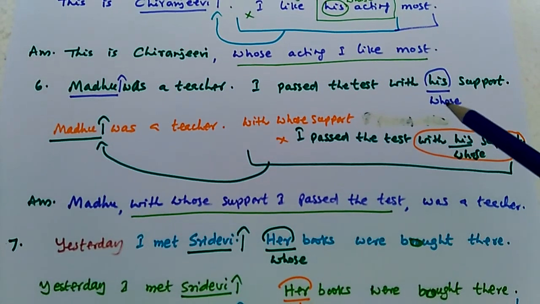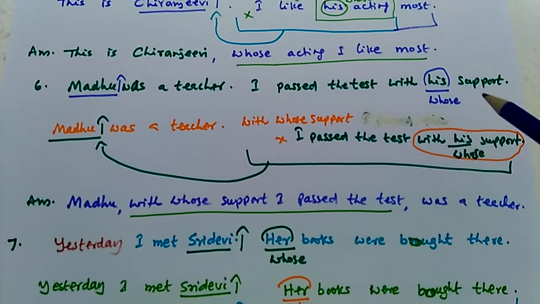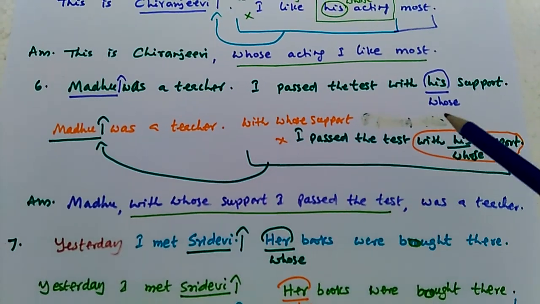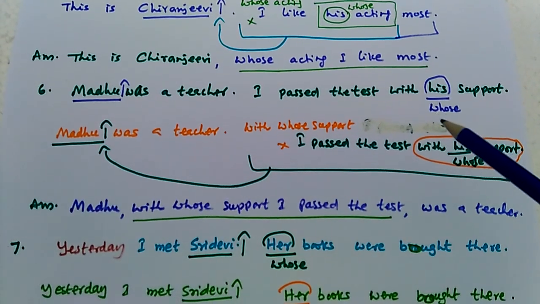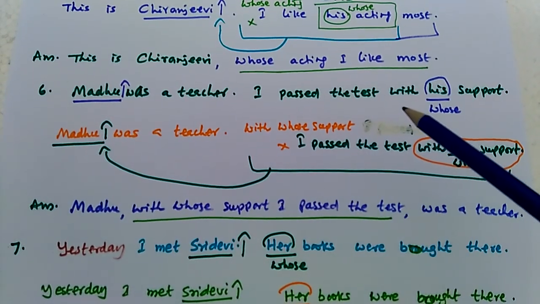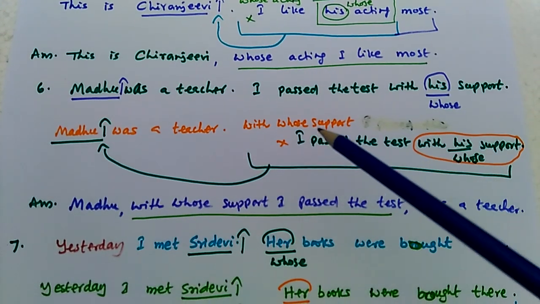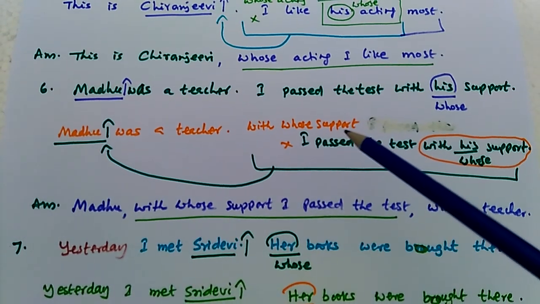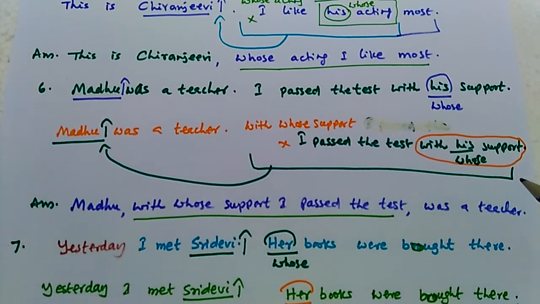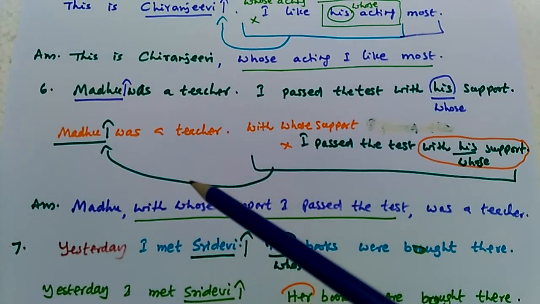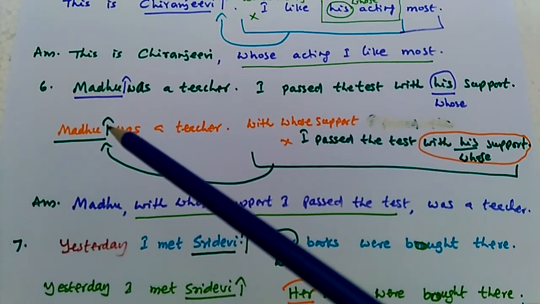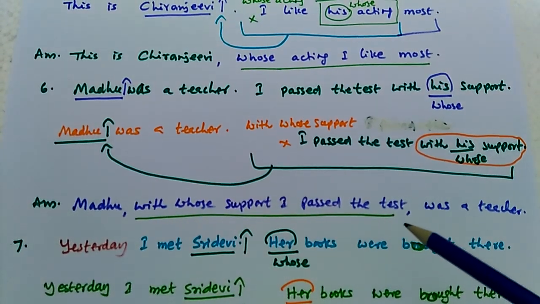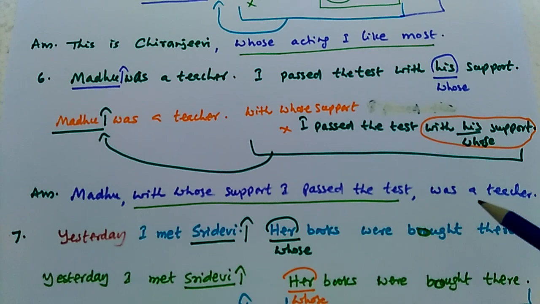And now this whose plus noun is to be kept at the front of the sentence. So we have written here whose support. One more thing is that if before whose, if a preposition is there, the preposition can also be brought to the front. So with whose support is written here. And by writing the entire sentence at the place where arrow mark is kept, we get the required answer. So Madhu, with whose support I passed the test, was a teacher, will be the right answer.